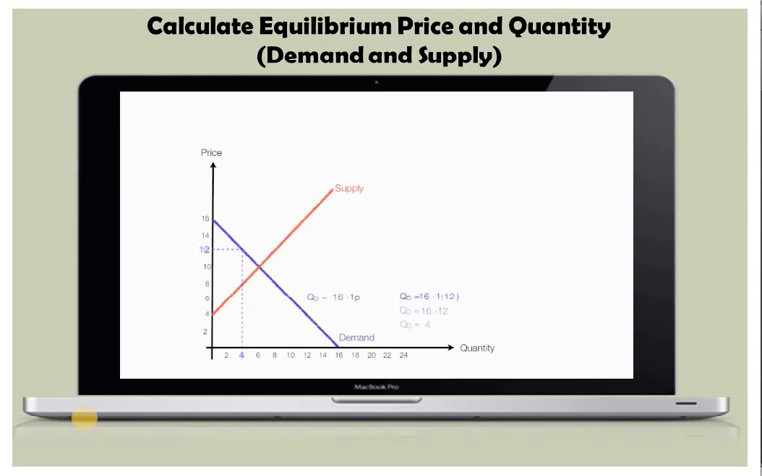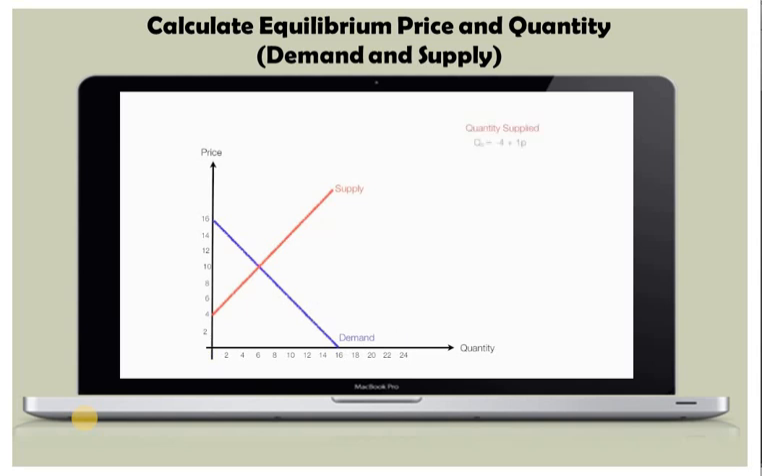Let's imagine I put in a price of 0, which means it's basically free. I can determine quantity demanded. Quantity demanded is equal to 16 minus 0, so quantity demanded is equal to 16. Now let's say price is 16. Very expensive. How much will people want? I put the price into the equation: quantity demanded is 16 minus 16, which is equal to 0. At a price of 16, people will buy nothing.